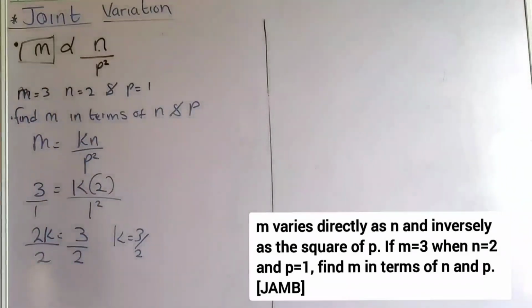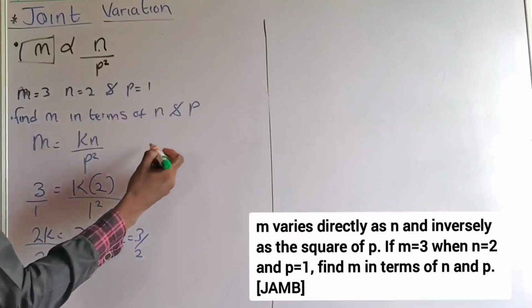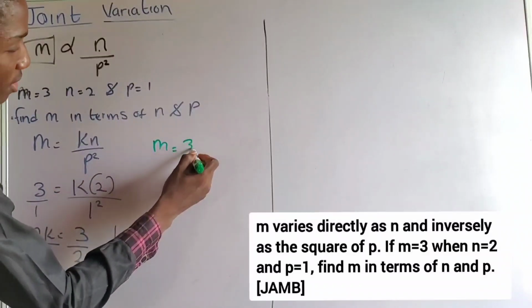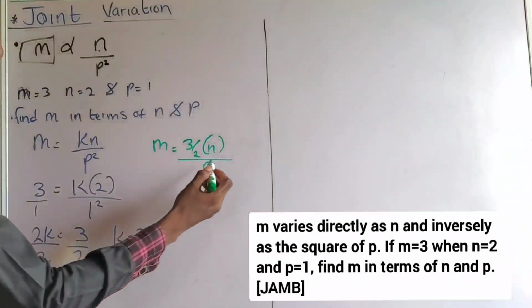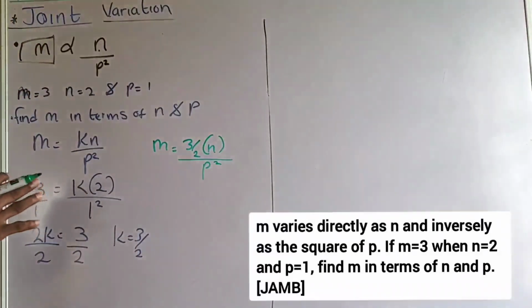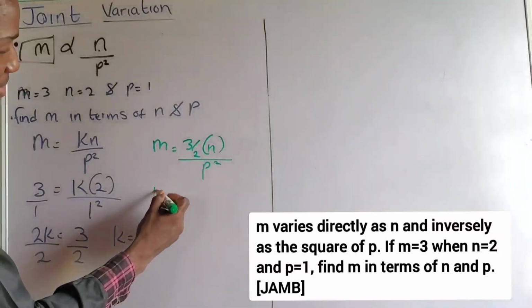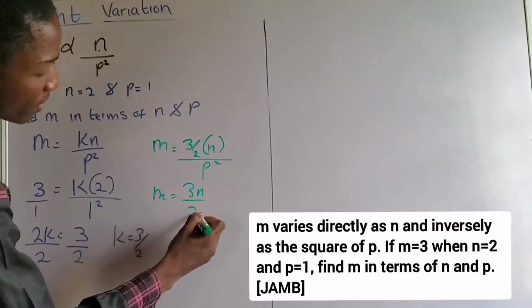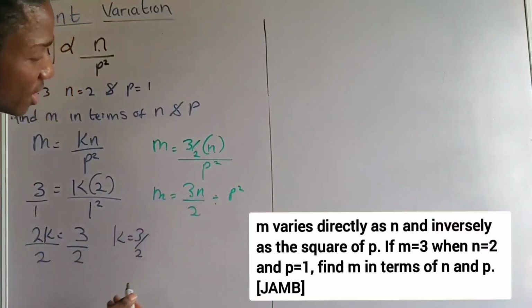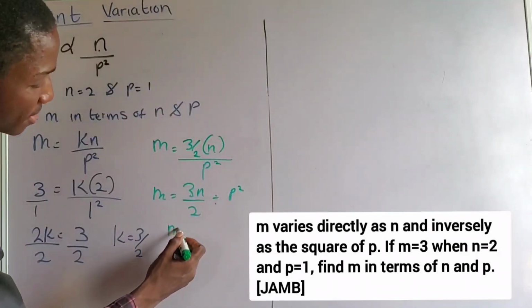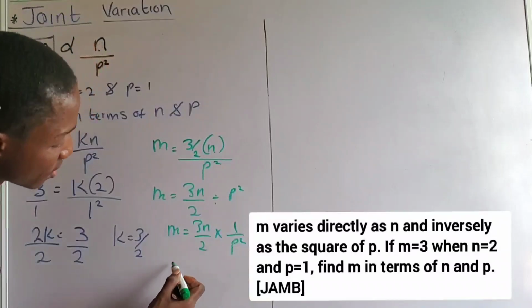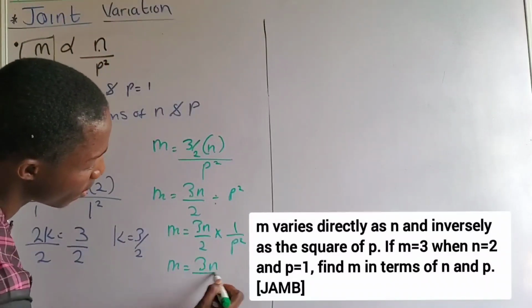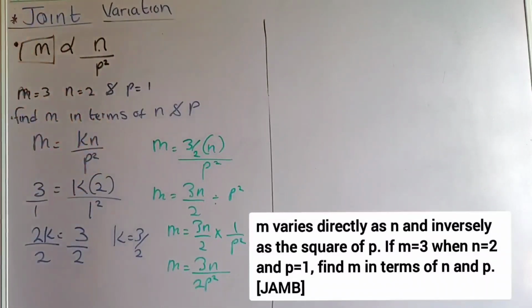So, expressing m in terms of n and p, m is equals to 3 over 2n all over p squared, okay? Well, you can still proceed like this. M equals to 3n all over 2 divided by p squared. Do you understand? And you can still proceed. M is equals to 3n all over 2 multiplied by 1 over p squared. Okay, so m is equals to 3n all over 2p squared. Do you understand? Okay, so that is the solution to that question.